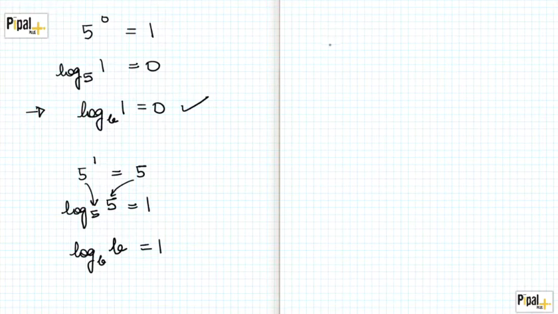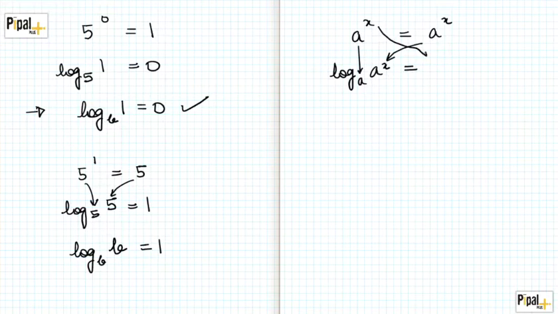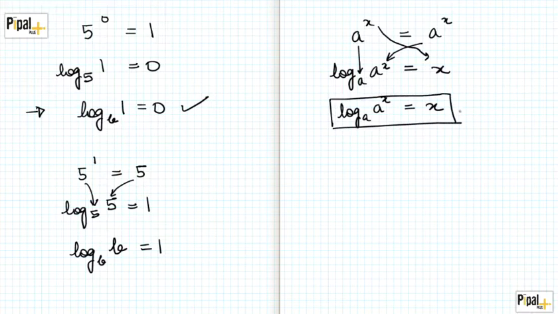Let's look at another couple of interesting results. Now, let's say I write a to the power x equals a to the power x. If I take log of both sides, with base a, of this whole thing, a to the power x gives me the power x. So simply writing log base a of a to the power x will give me x. That's the next property that I must keep in mind.